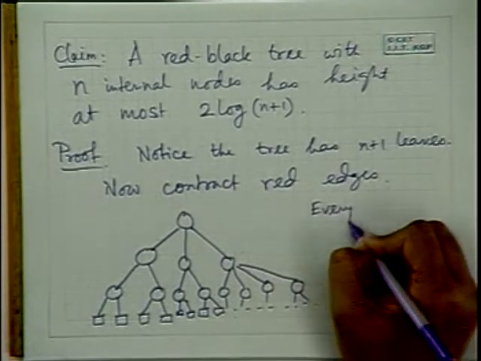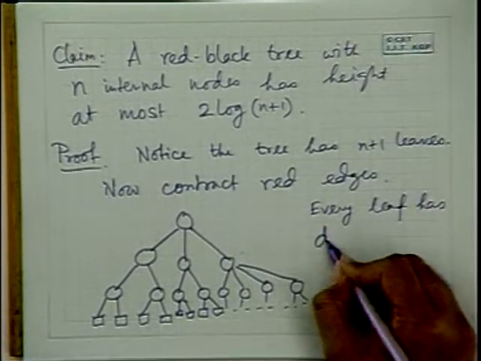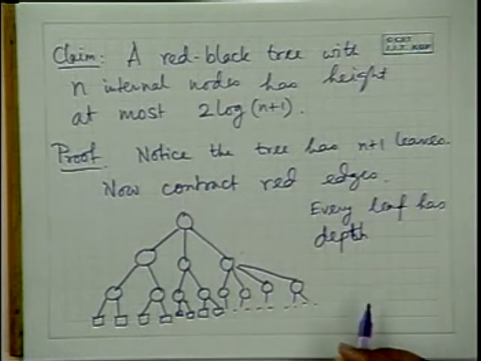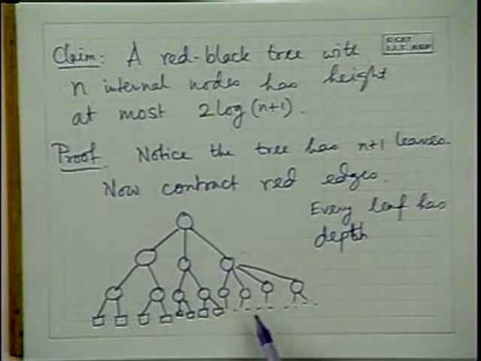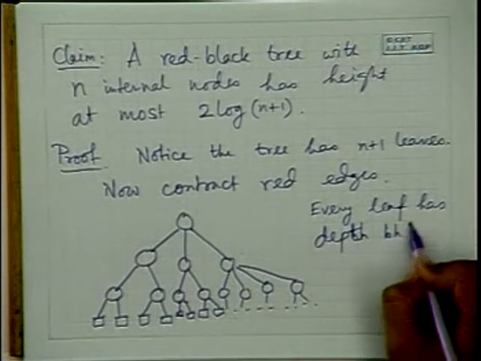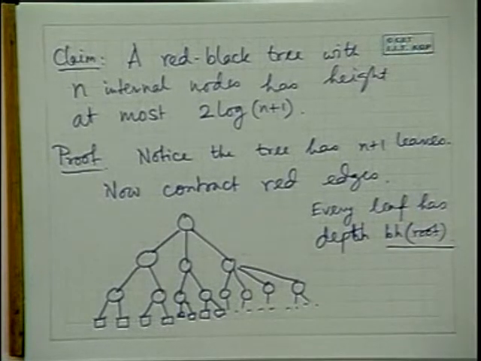Every leaf has how much depth? What is the depth of this tree? I drew this example with a tree, but in general, it should be the black height of the original tree. That should be the depth of any leaf because of the third property. So every leaf has depth the black height of the root.